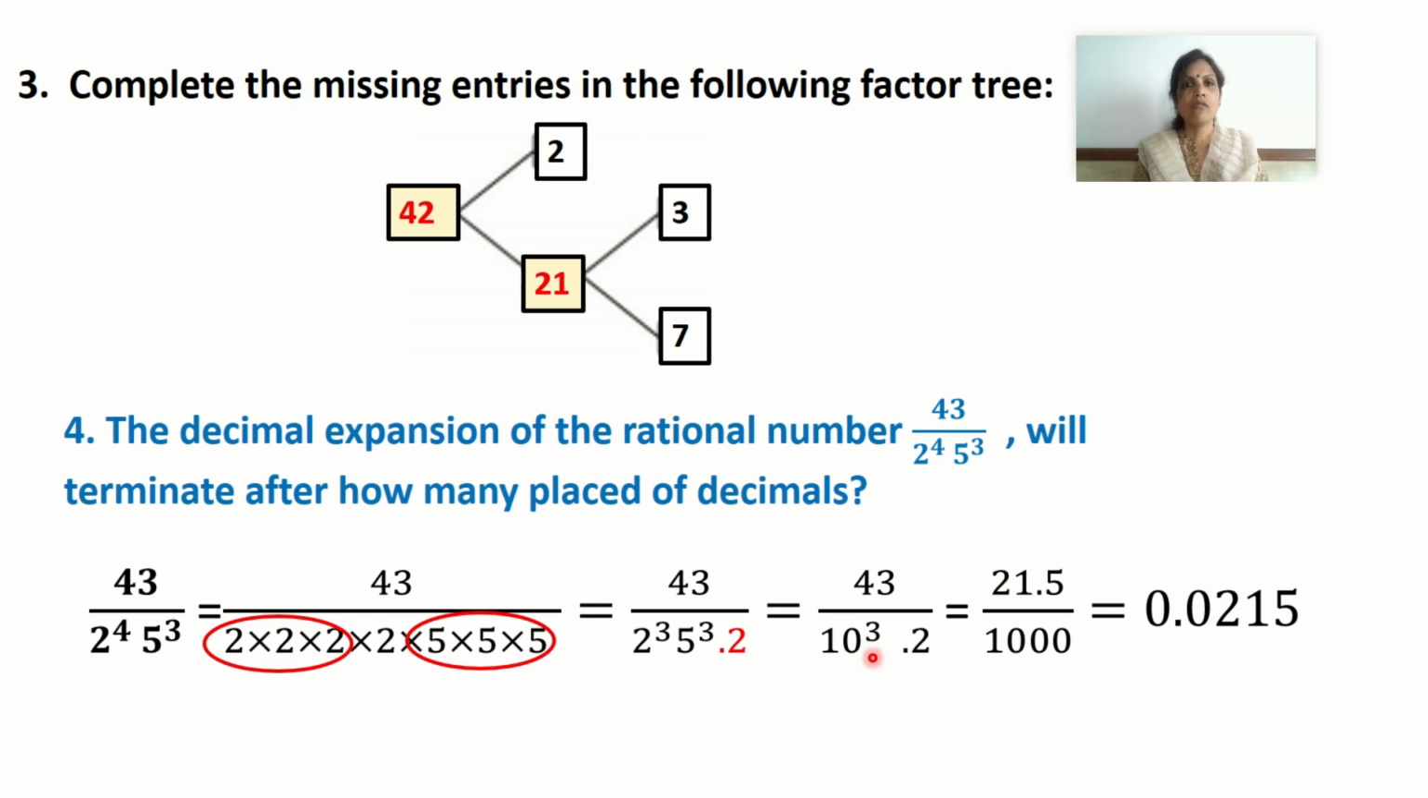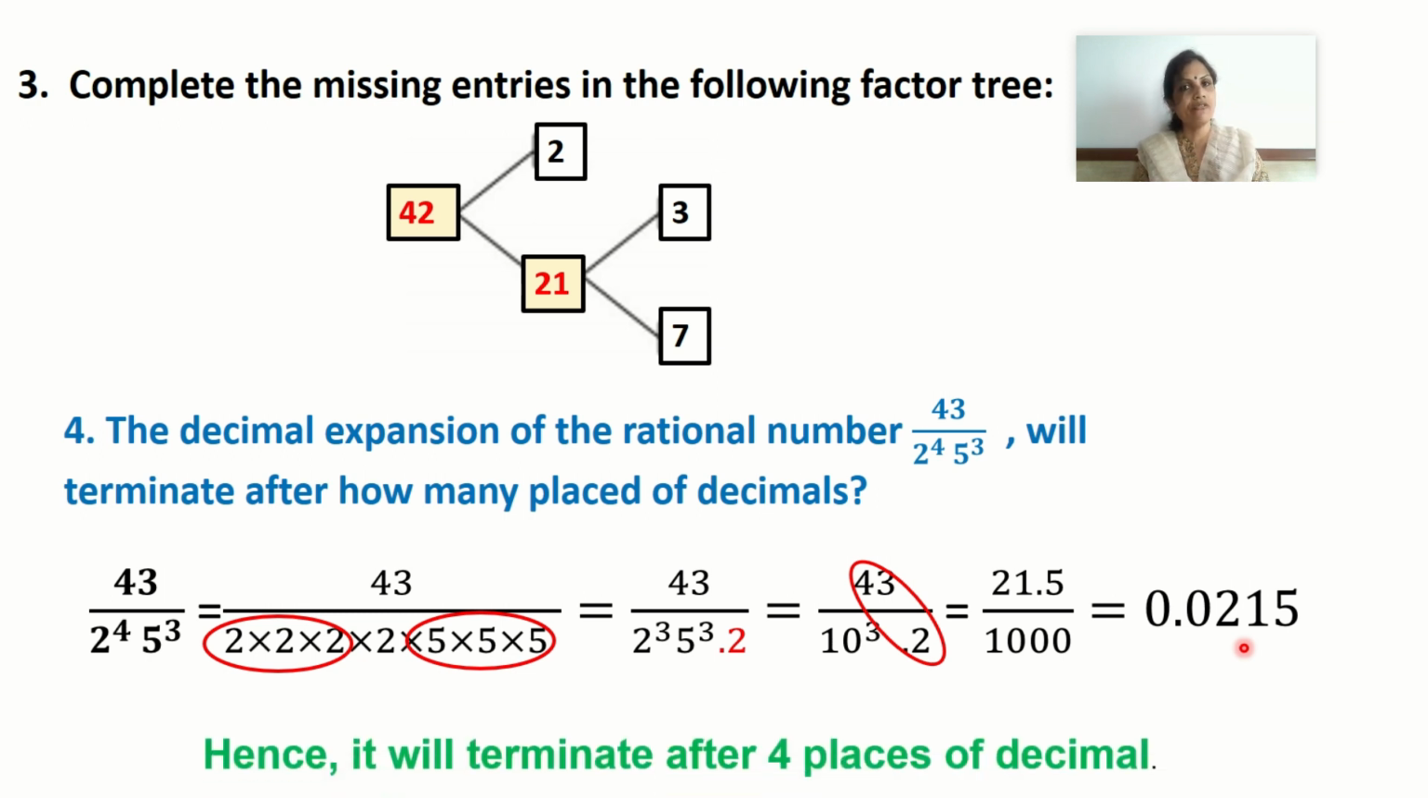So now this 43 upon 2 will give me 21.5 upon 1000 as it is. And now I can place the decimal point and it will come here. So I can say that the decimal expansion of the given number will terminate after 4 places of decimal. Alright, you can just count that the number of places is 4. So this is how you have to solve the sum.